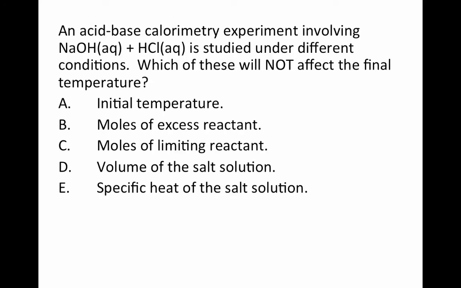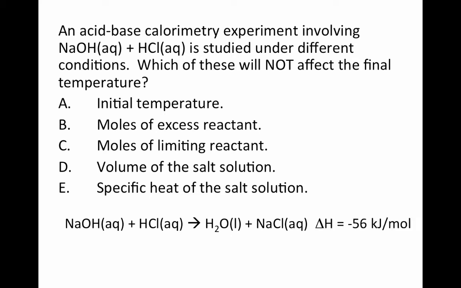In this one we have an acid-base calorimetry experiment involving sodium hydroxide and HCl. This is an experiment that you're going to do in lab or have already done. The notion is that when you combine sodium hydroxide with HCl to produce water and the salt sodium chloride, there's heat involved with that. In fact, it's an exothermic reaction. When you have 1 mole of sodium hydroxide and 1 mole of HCl, it produces 56 kilojoules of heat. Heat's going to be produced in this experiment until the limiting reactant is used up.